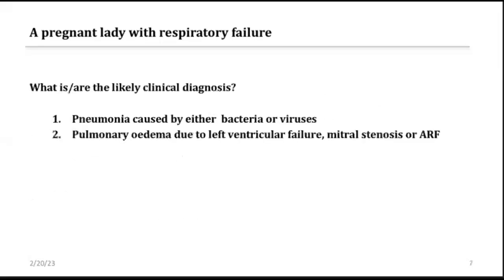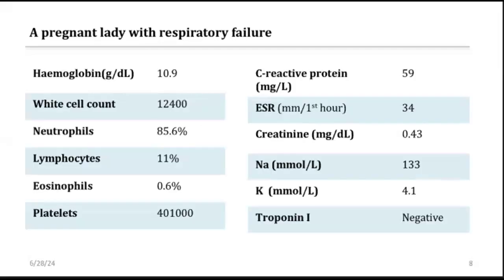Abdomen: only a gravid uterus. So at this point, this is a pregnant lady with cough and mild fever, and she is in respiratory failure. What are my differential diagnoses? This could be pneumonia caused by either viruses, or viral pneumonia with secondary bacterial infection. Or it can be pulmonary edema due to any cause: previously undetected mitral stenosis, even though we can't hear it clinically, left ventricular failure, or simply fluid overload following acute renal failure.